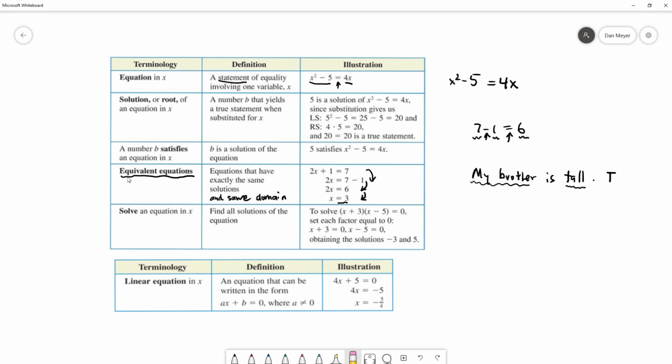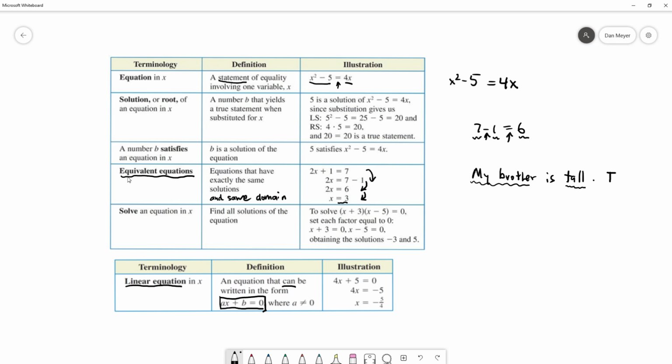Now, most of this section is devoted to finding solutions to linear equations. Those are equations that can be written as ax plus b is equal to 0. The keyword is can be. You don't always have to write them explicitly that way, but the point is that they can be. Or another way of saying it is, there is an equation of this form that is equivalent to the one that you start out with.